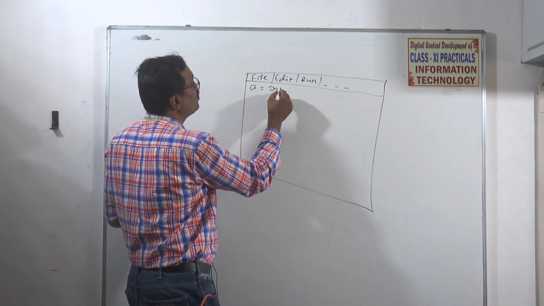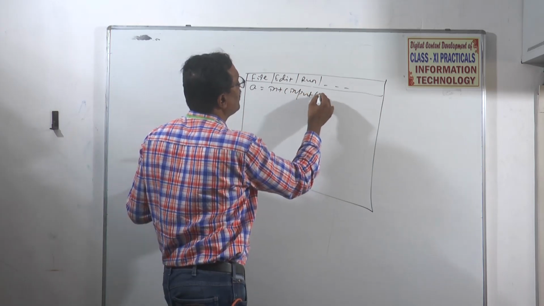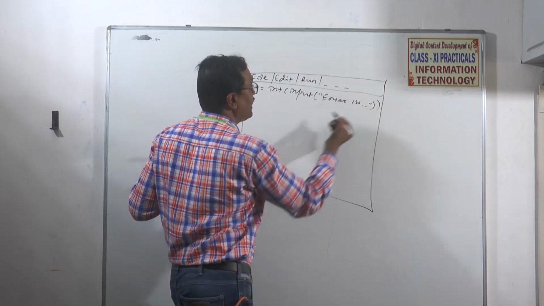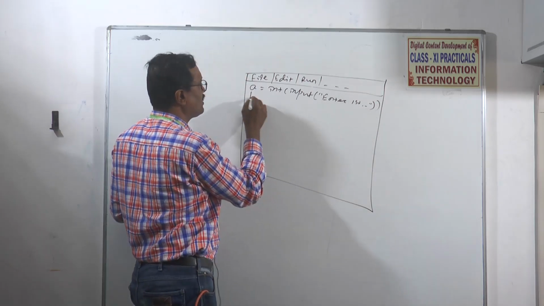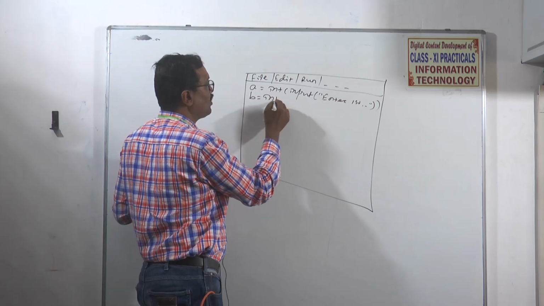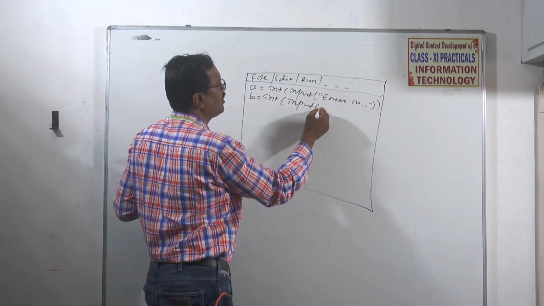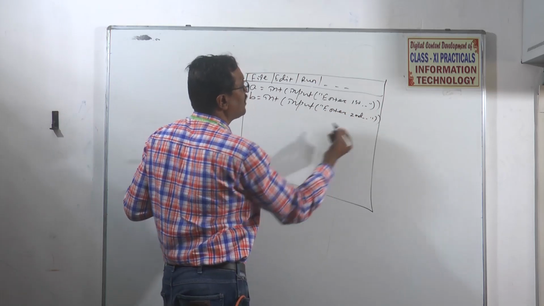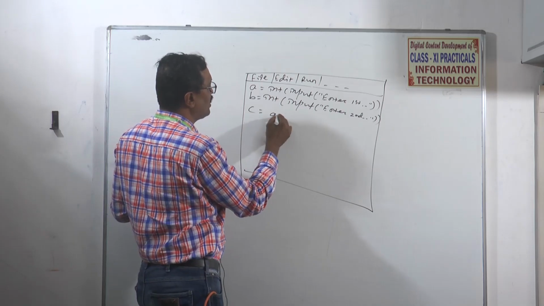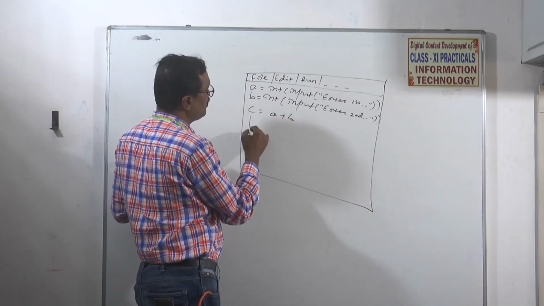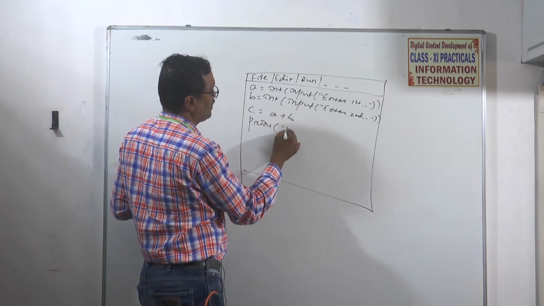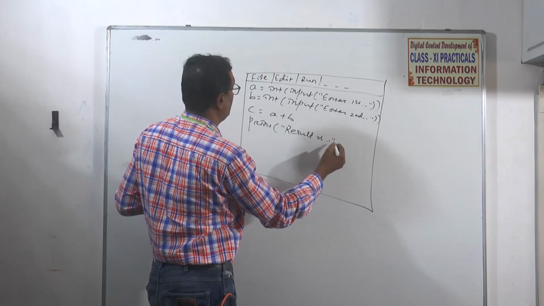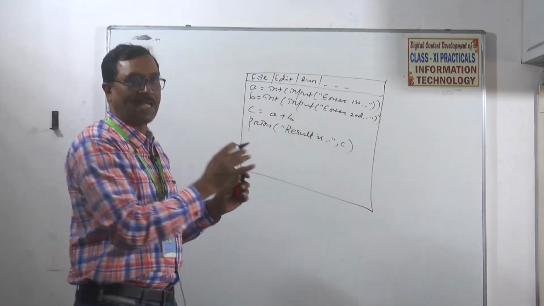A is equal to int input, enter the first number. Enter first, then press the key, and it will automatically come here. Again I will have to write B is equal to int input, enter the second. Okay. Then you will have to write C is equal to A plus B. Then you will have to write print, result is, and here I am writing C. You see the code like this.